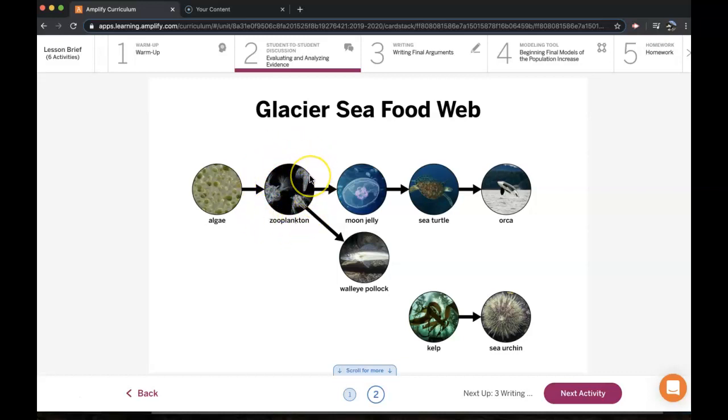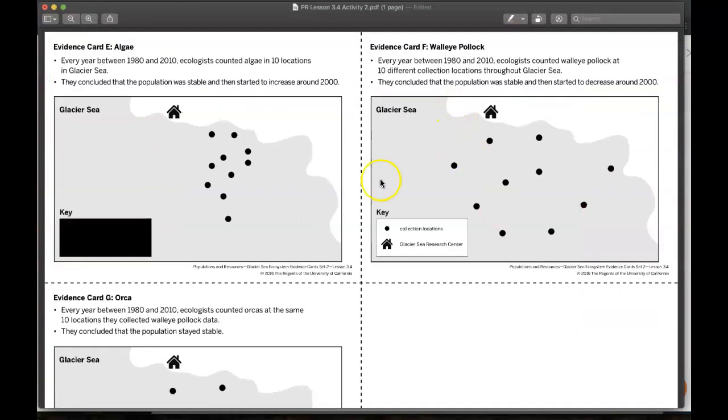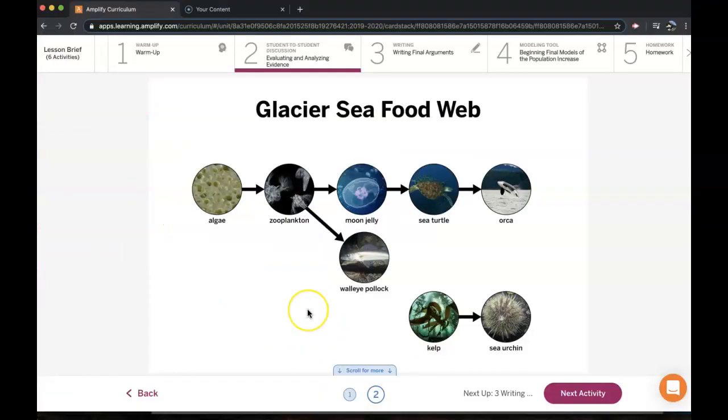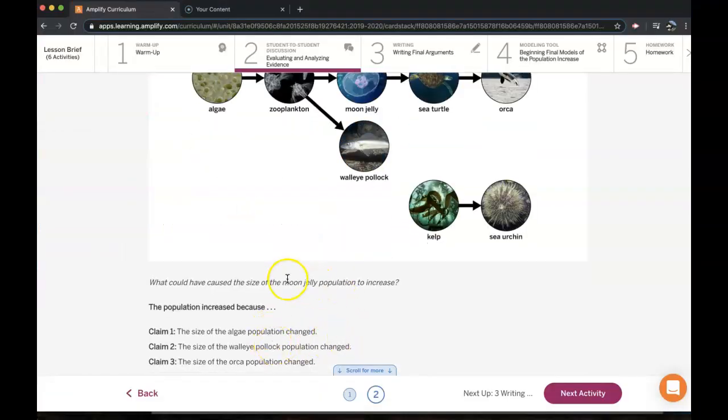If there's more zooplankton, this is just directly what we talked about before. When there's more zooplankton, there's more energy storage molecules for the moon jellies. So the moon jellies will eat more zooplankton, they will reproduce more, and their bursts become greater than their deaths, and then the moon jelly population increases. So evidence card F supports claim 2 and can explain why the moon jelly population increases, just like evidence card E did for claim 1. So if you don't have this or understand this, check out your evidence cards and make some changes if necessary.